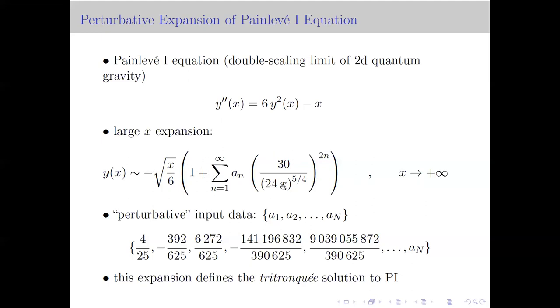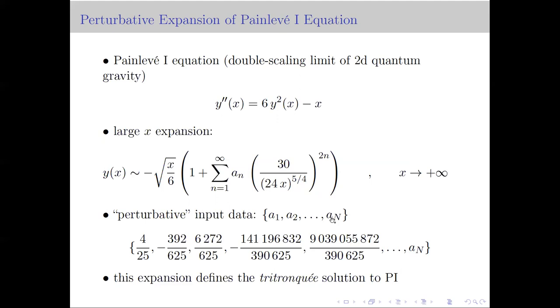And then it's easy to show that at large x, the expansion around this goes in powers of x to the 5/4. And it's easy to plug this into here and get recursion formulas for the coefficients to generate what we would call perturbative data. Okay, so these are just numbers, input numbers. And this defines a particular solution to Painlevé-1 called a tritronquée solution, for reasons I'll explain in a minute. And so I'm going to take this, I'm going to work just with these numbers.